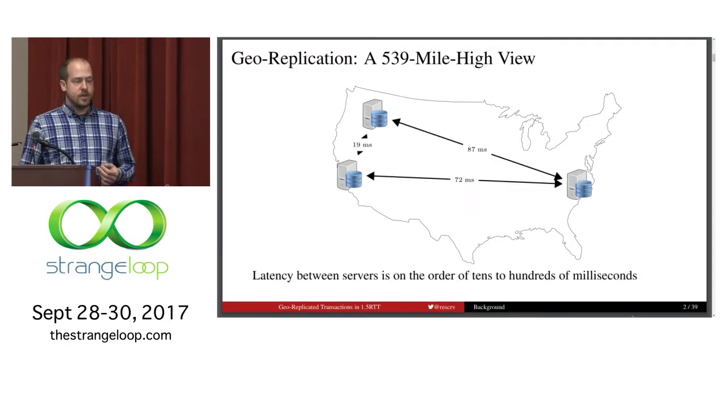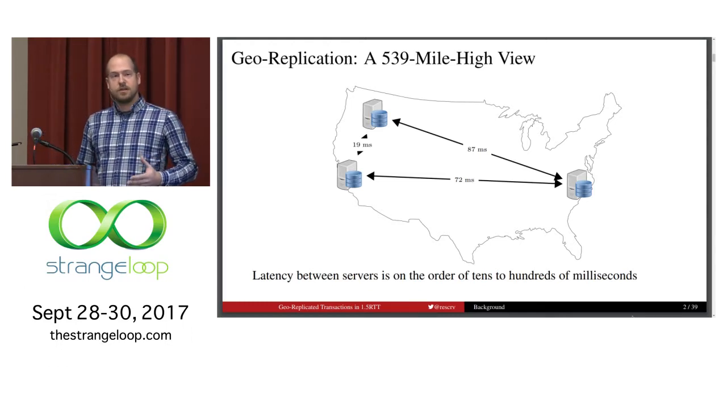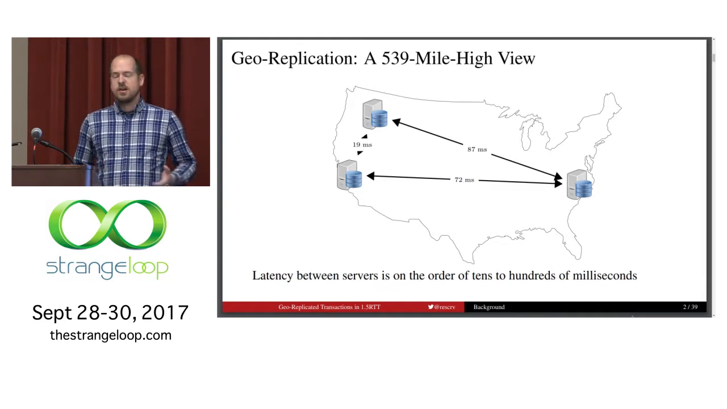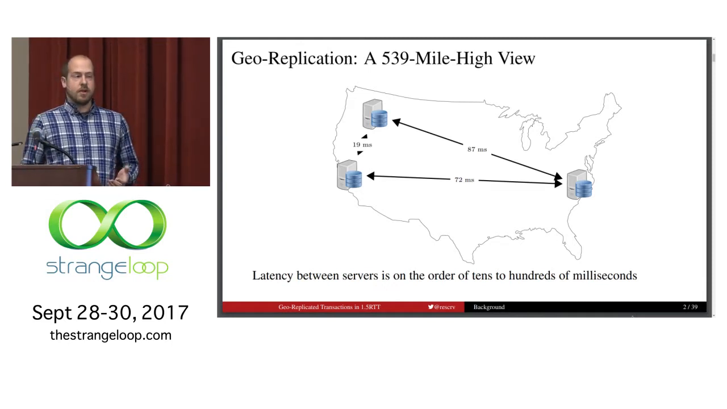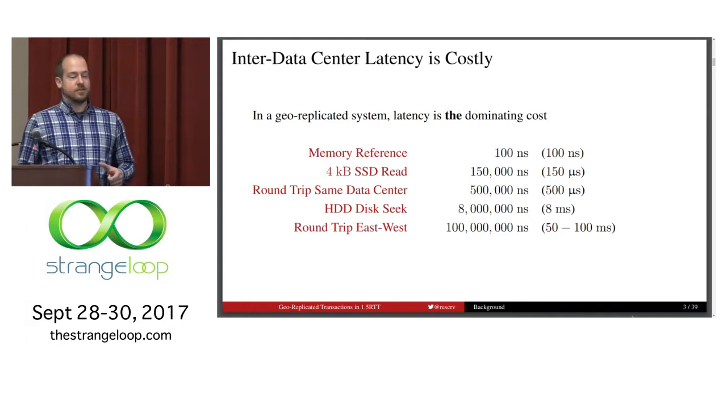The problem is, though, that these data centers are far apart, and the speed of light enforces some latency on us when we're dealing with them. It's about 75 to 90 milliseconds between east and west coast. If you're on the same coast, it can be as low as 20 milliseconds, but fundamentally there's some latency there, and you're not going to get around it. And when you're working in the wide area, the latency between the data centers is the dominating cost.